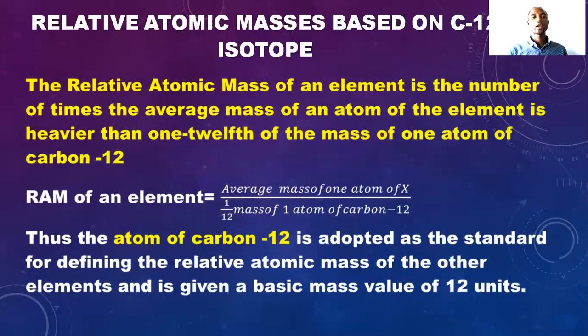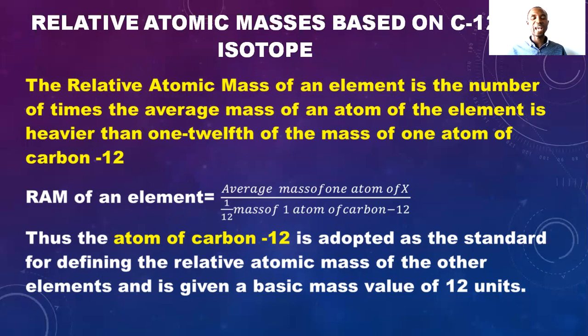Okay, the relative atomic mass is based on the carbon-12 isotope. The relative atomic mass of an element is the number of times the average mass of an atom of an element is heavier than 1/12 of the mass of one atom of carbon-12. So we are using carbon-12 as the basis to determine the relative atomic mass of other elements.